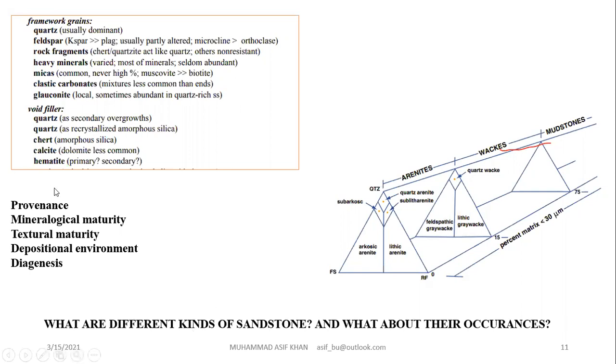Then provenance. By just getting the idea about framework grains and their proportion in one reservoir, you can ultimately yield the provenance, meaning the source area of that reservoir, mineralogy, textural maturity, depositional environment, and diagenesis as well. So does anyone have an idea about the provenance of Tobra sandstone? What is the source of the Tobra sandstone? Anyone?